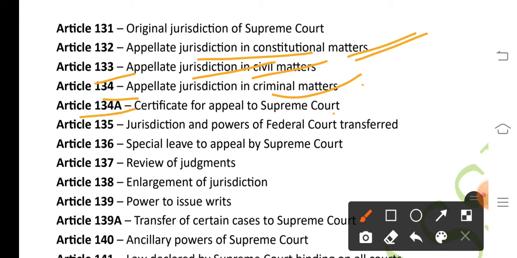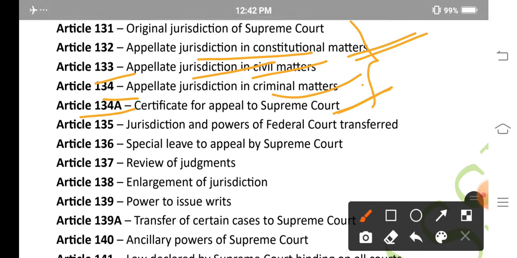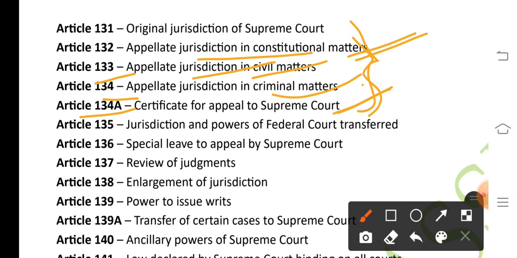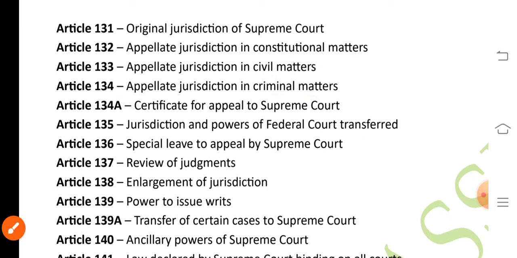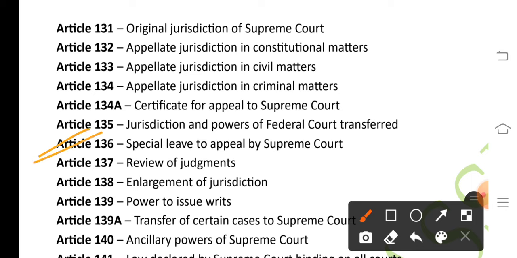134A, certificate for appeal to Supreme Court. All these articles are very, very important. Please remember. Next, Article 135, jurisdiction and powers of federal court transferred. Article 136, this is very important, special leave to appeal by Supreme Court. Article 136. Next, 137, review of judgments.